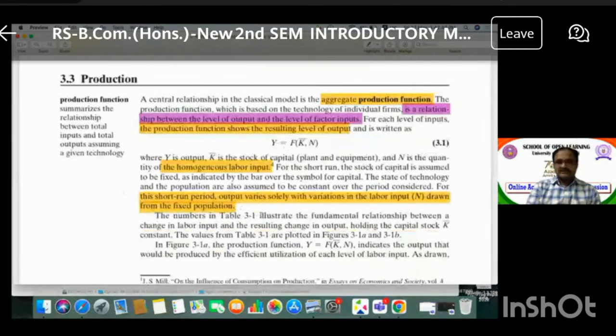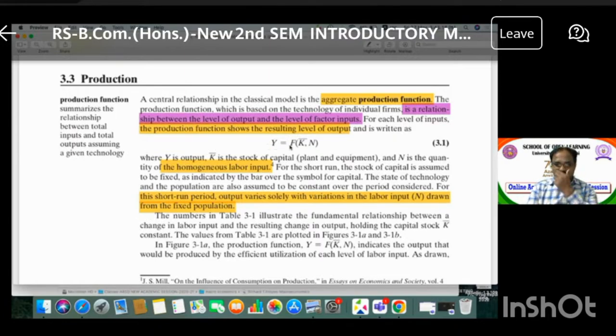According to that, the central relationship in the classical model is the aggregate production function. The entire output is defined by only one factor, labor, with other factors remaining constant. Got the point? The classical economists defined the production function as summarizing the relationship between total inputs and total output, assuming a given technology.